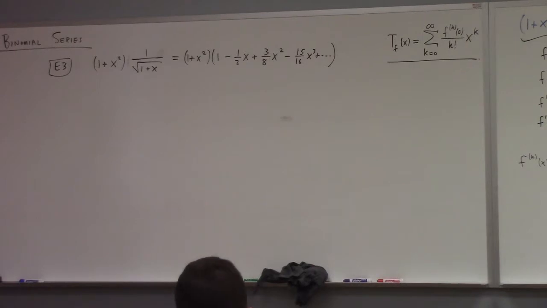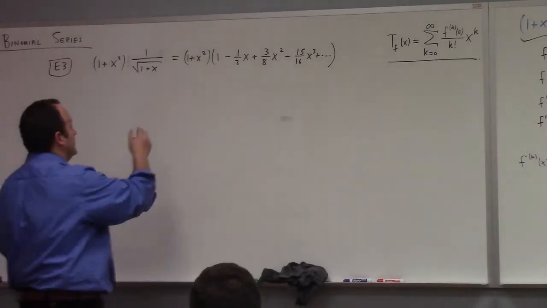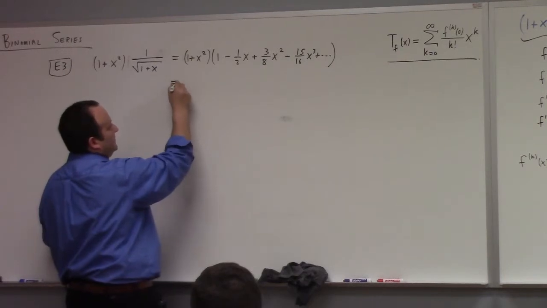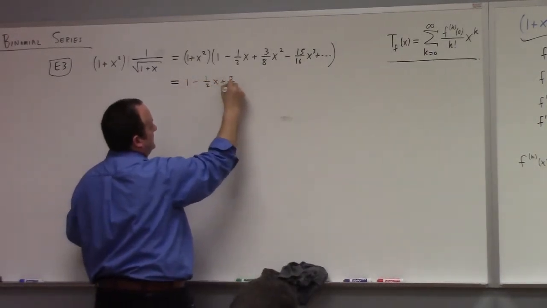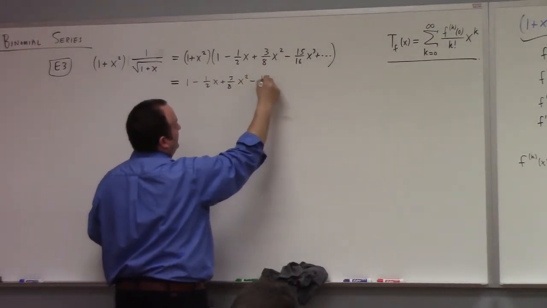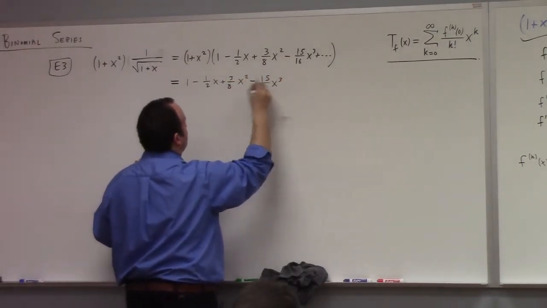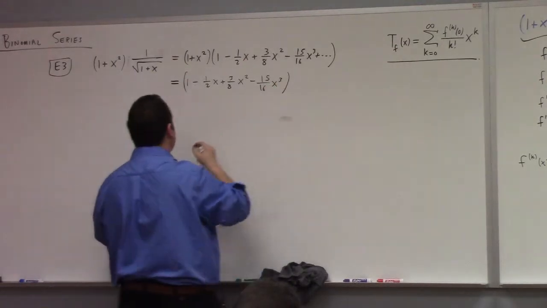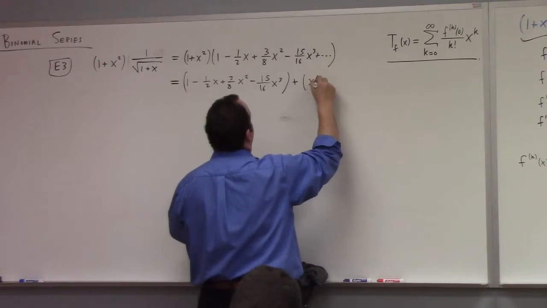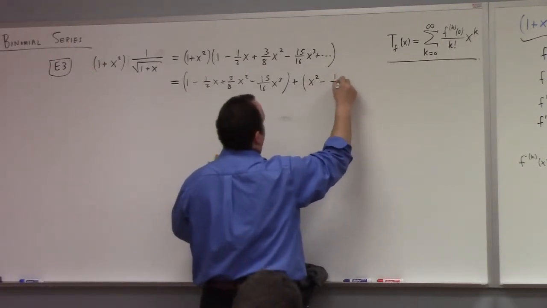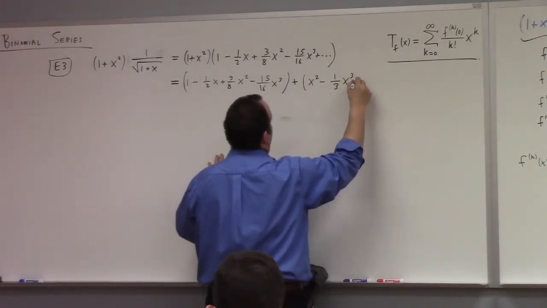First of all, my advice would be ignore the 1 plus x squared to start with. Find the power series for the complicated thing, and multiply. How do you multiply series? Well, how do you multiply a polynomial times a series? Just distribute. So we got 1 minus 1/2 x plus 3/8 x squared minus 15/16 x cubed. That's all from the 1. And then x squared minus 1/3 x cubed. And that's probably enough.